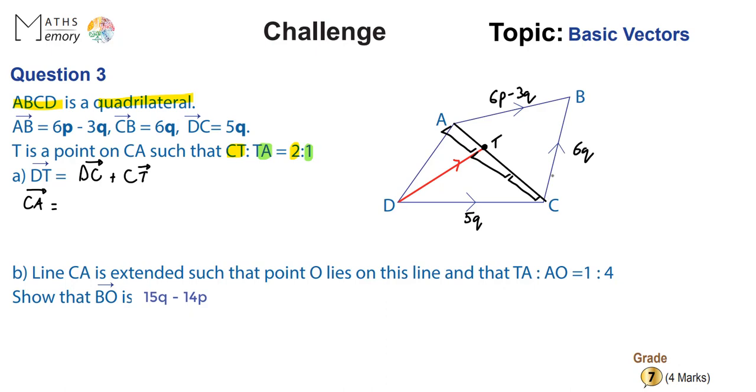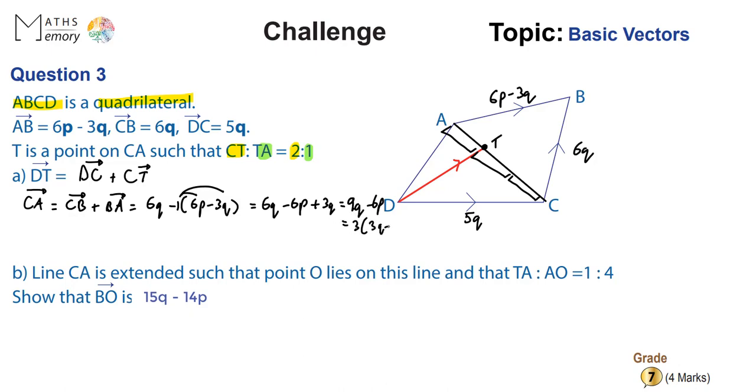CA will simply be 6q minus this vector, or 6b plus BA. Let's put 6b plus BA, which turns out to be 6q minus 6p minus 3q. We can put an imaginary 1 there and half crab claw this to give you 6q minus 6p plus 3q, which would therefore give us, if we add all the q's together, 9q minus 6p. Or if you wanted to write it like this, 3q minus 2p. All right, so that is basically C to A.